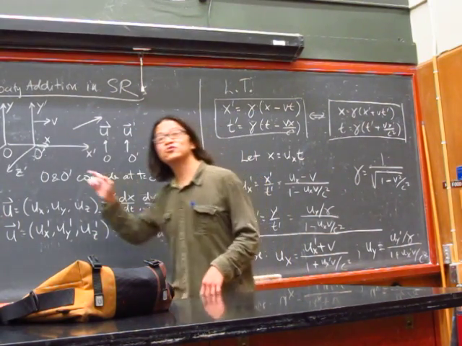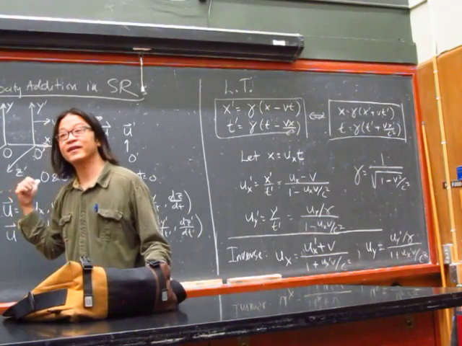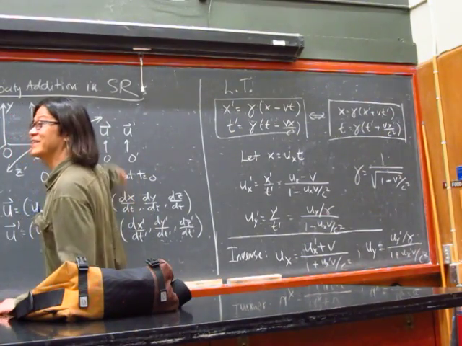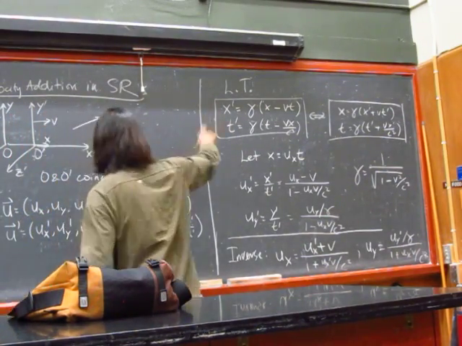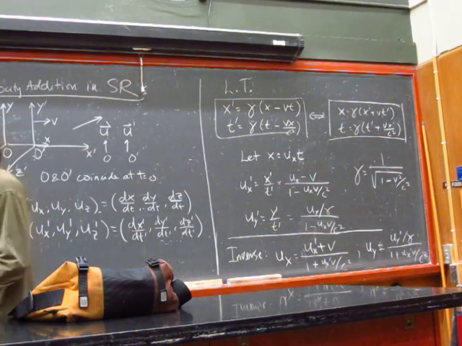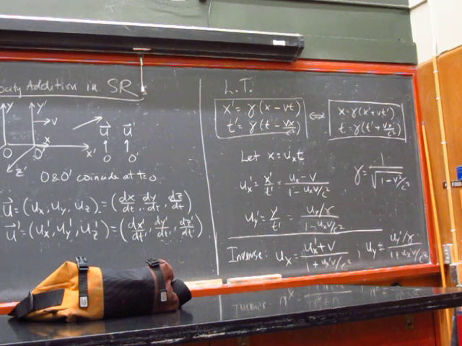Any questions so far before I go back to relativity again? I wrote this ahead of time to cheat because there's a lot of algebra. I don't want to waste so much time writing it down. Any questions on this? No questions?